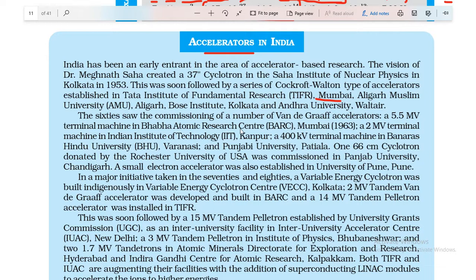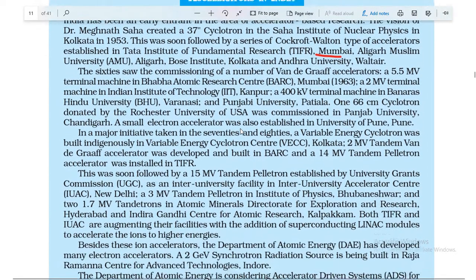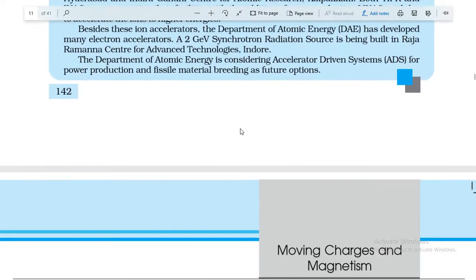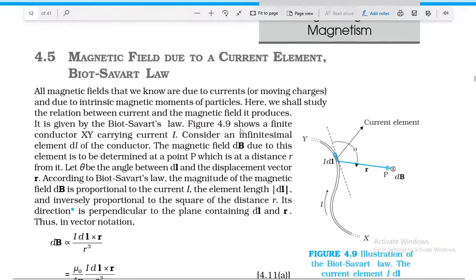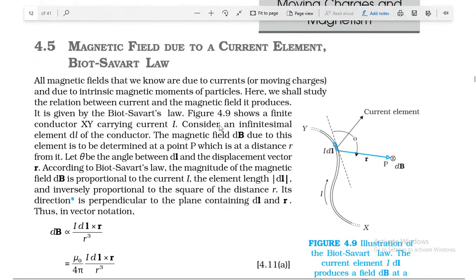Okay, now we are going to understand our next topic, and that is magnetic field due to current element, or it is known as Biot-Savart law. So our next topic is magnetic field due to current element. Current element means the small portion of a current carrying wire, and Biot-Savart law was given by Biot and Savart. So this is known as Biot-Savart law.